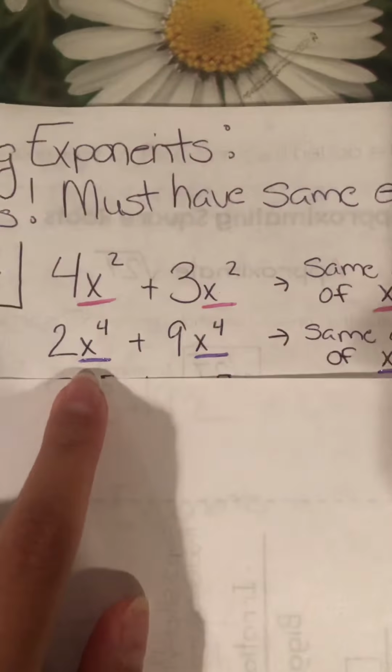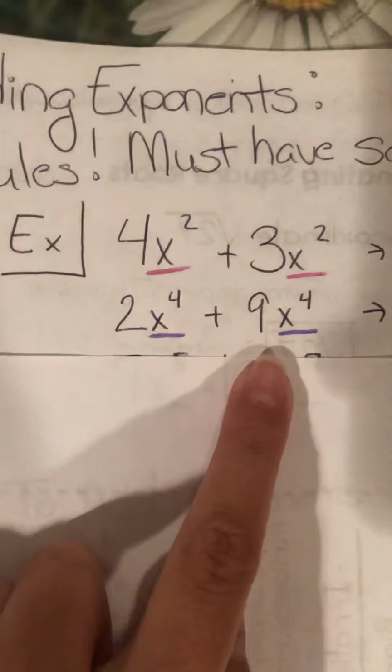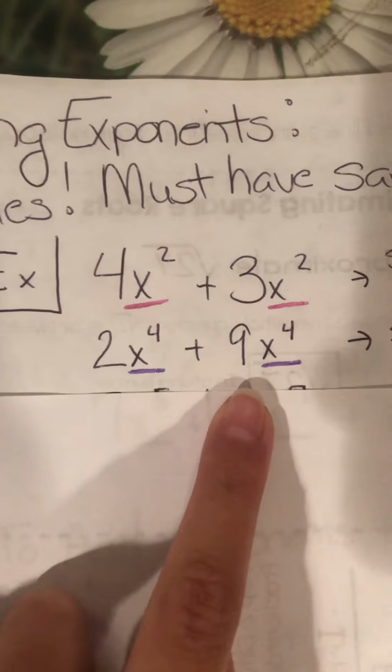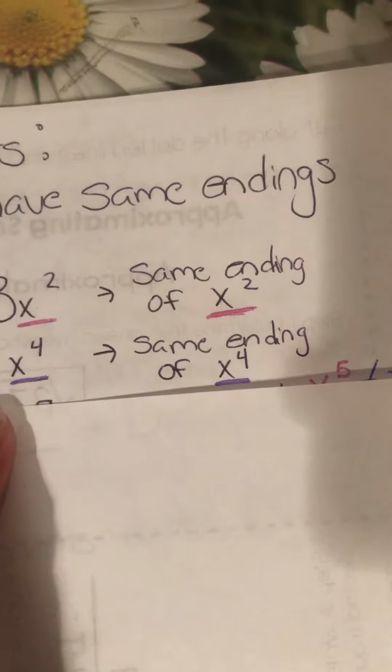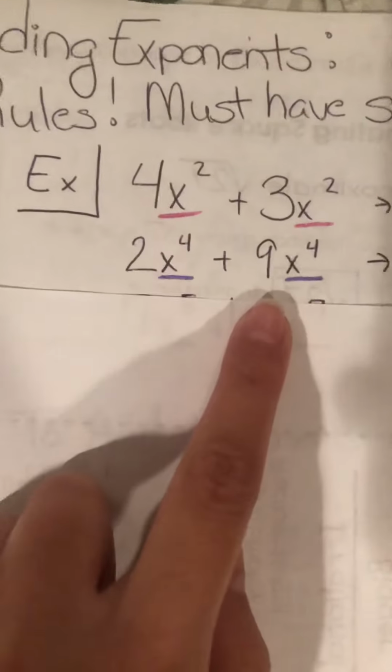Here's another example. I have 2x to the fourth and 9x to the fourth. Would I be able to add those together? The answer is yes, because I have the same ending of x to the fourth.